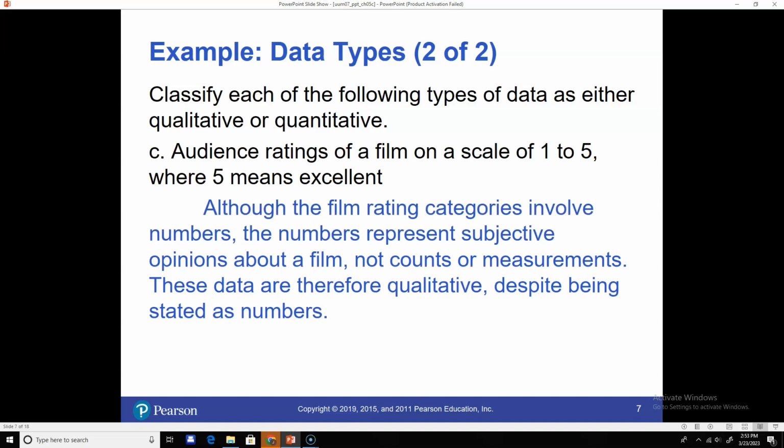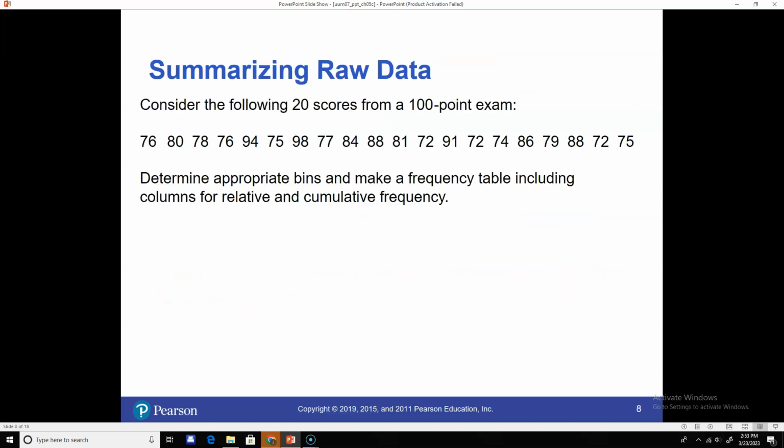Yeah, okay, subjective opinion. So again, it's wishy-washy on that one, so it's not really measuring any physical object. Since it's a feeling, this would be qualitative, even though they're actually numbers. It's not a real measurement. Okay, fair enough.